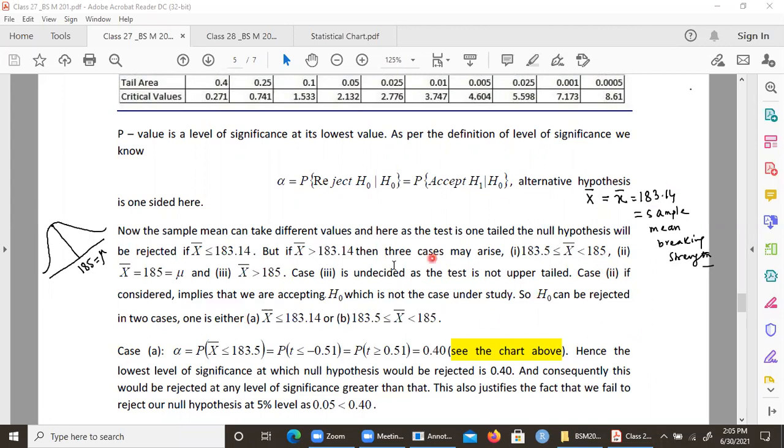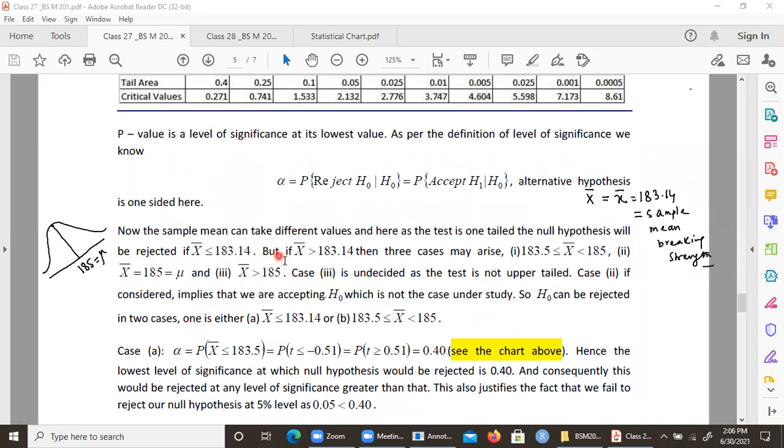Or it can fluctuate around 183.14, or it will fluctuate around 185. To get exactly the hypothetical value as your sample value, this probability is very low, very low. To calculate that null hypothesis is true, but we are going to reject the null hypothesis, what will happen? If you can recall my previous calculations of alpha, we are going to, on the basis of the sample observations, reject the null hypothesis if my sample mean breaking strength is less than or equal to 183.14.